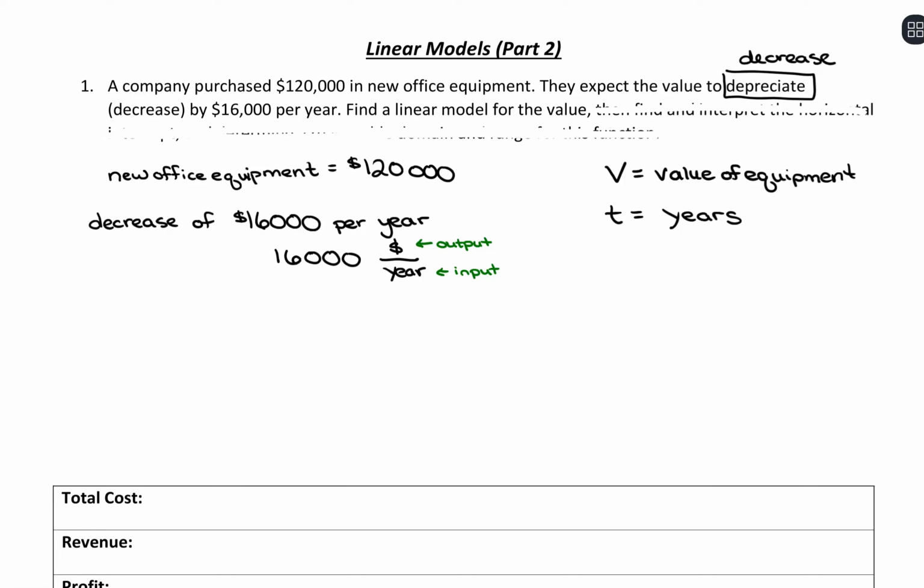So that behavior right there is the description of a linear model, because we have this initial value and then this variable cost, variable value, I guess it would be in this case, of how that value is changing year to year. So calculating value for our output, we have V equals, I'm going to go ahead and write our initial value first. So we're starting at $120,000. And then we're decreasing, so my slope is going to be negative, and it's going to be 16,000. And then we need to multiply that value by our input variable, t.